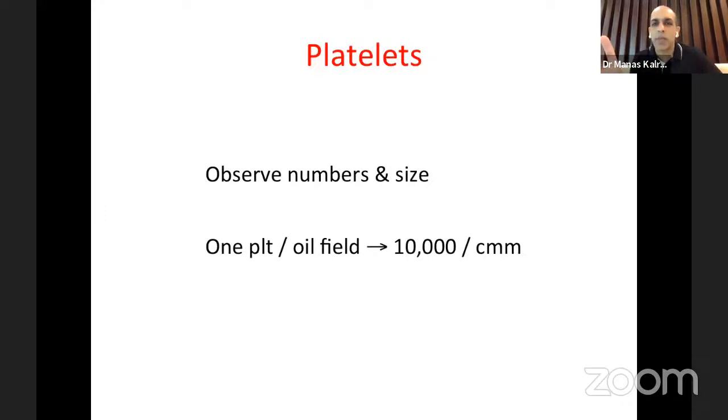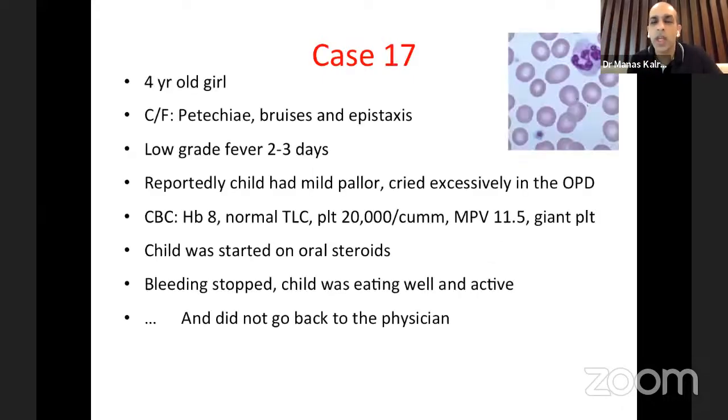Now, just the last part, which is the platelet. With platelets, we need to look at the number, we need to look at the size. One platelet per oil field means the platelet count is a minimum of 10,000. Now, this case is a four-year-old girl who has petechiae, bruises, epistaxis. Hemoglobin was 8. 70% of our Indian children have iron deficiency anemia, so it is iron deficiency anemia. Platelet was low. You saw some giant platelets. Oh, this is ITP. Give this child steroids. That is what happened. This child was treated as ITP because somebody saw giant platelets.